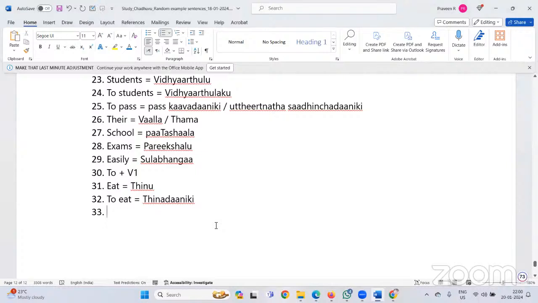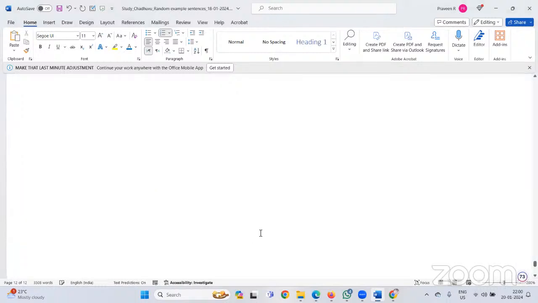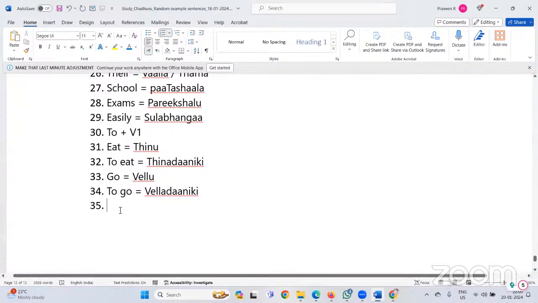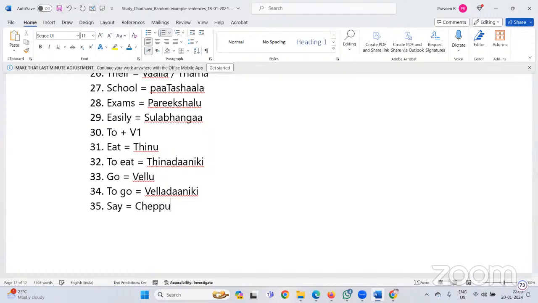Can you say any commonly used verbs? Like daily activity. For example, go. Go means vellu. To go means velladaniki. This is the example. Now you can try easily. Okay, Praveen garu, you can speak. Say, cheppandi. Say means cheppu. To say, cheppadaniki.